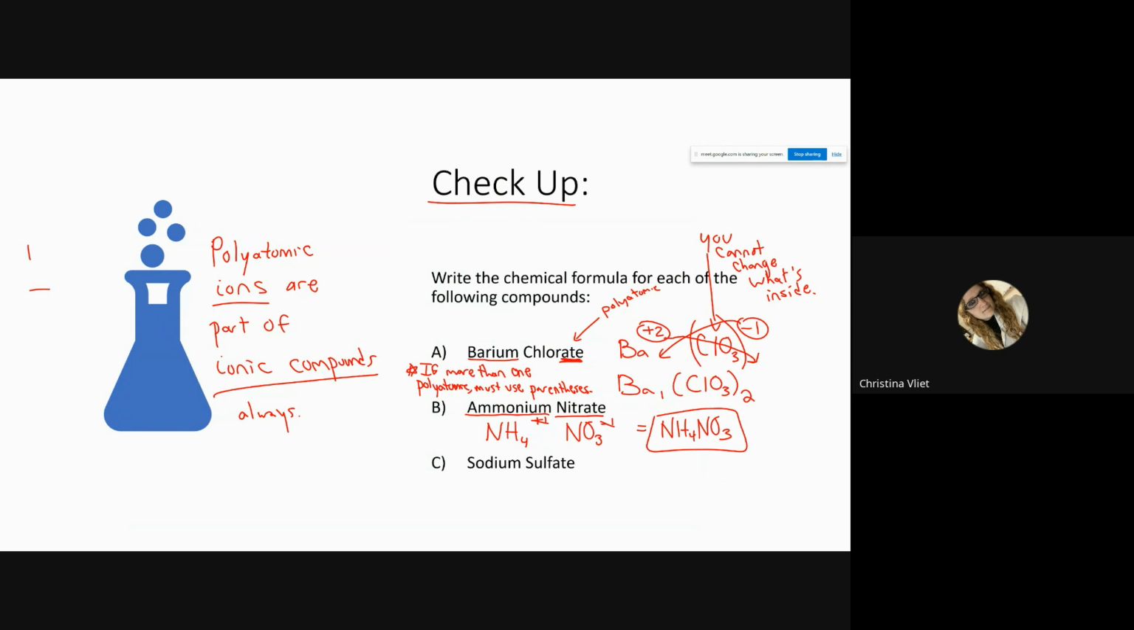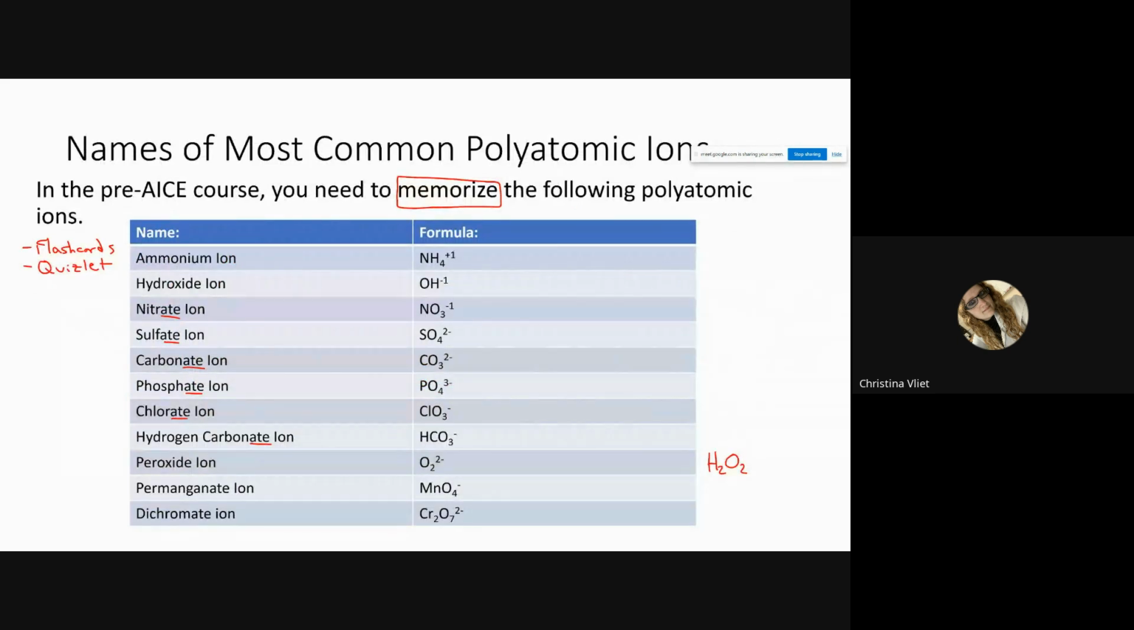All right, sodium sulfate. Let's try this last one. Sodium, is that a polyatomic ion? No, that's an element. You find it on the periodic table. It's Na plus 1. And then sulfate, is that a polyatomic ion? Ends with ATE, so that's going to be a yes. So, there we go.